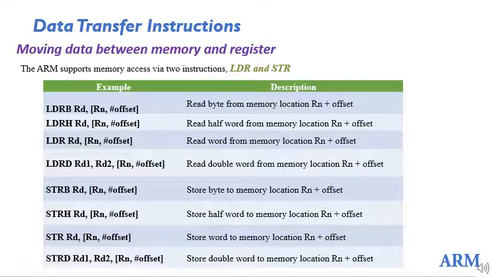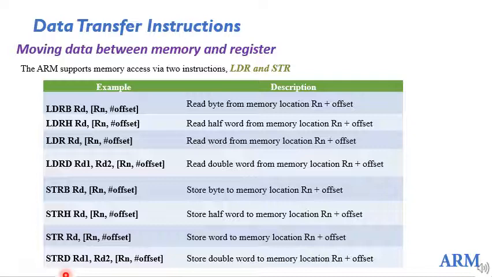The last category of data transfer instructions is moving data between memory and register. As we have already studied, the Cortex M3 is a load store architecture. Load store architecture means all the processing is done in the registers only. If at all we want to process some data that is stored in memory, then it has to be loaded into these registers, processed, and after the processing it has to be stored back to the memory location. So that is why it is called a load store architecture.